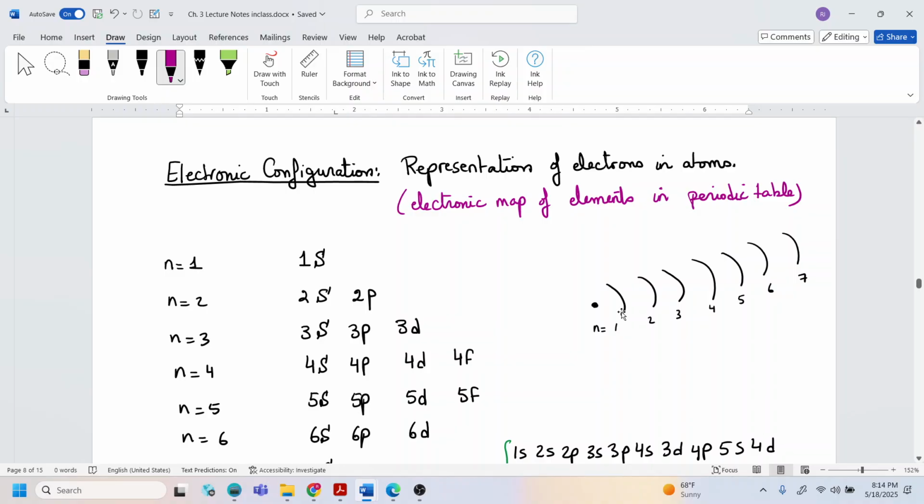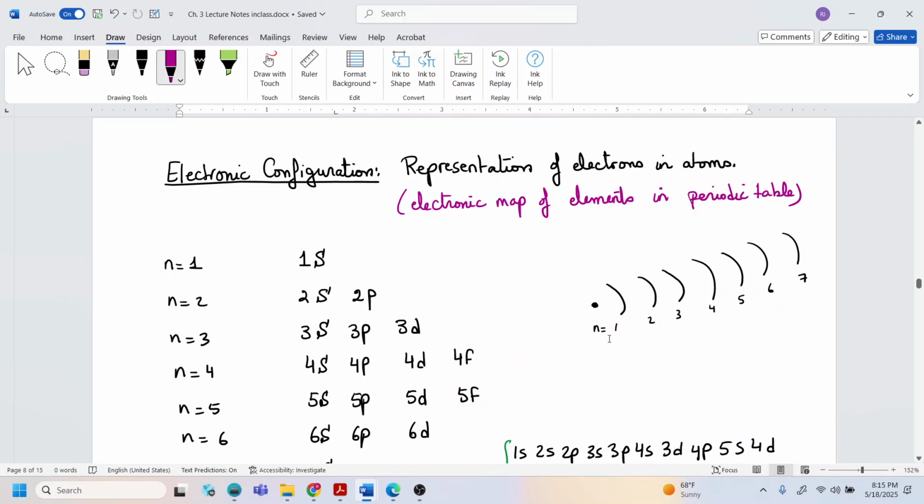Every shell has subshells. Every shell is made up of subshells, the subshell is made up of orbitals, and the orbitals hold the electrons. We have the S, the P, the D, and the F, all of which are subshells, and inside the subshells we have orbitals. The S subshell has the S orbital. The P subshell has 3 P orbitals. The D subshell has 5 D orbitals, and the F subshell has 7 F orbitals.